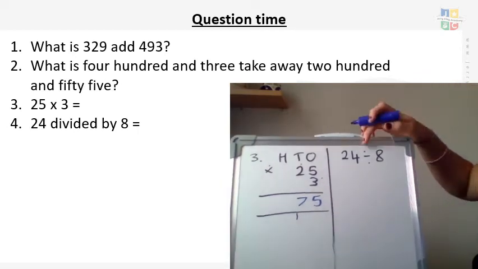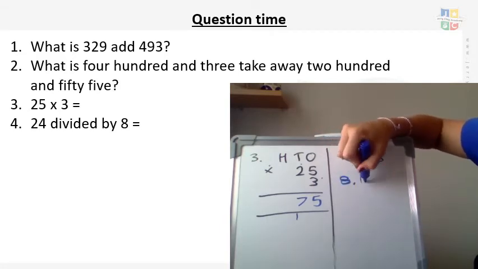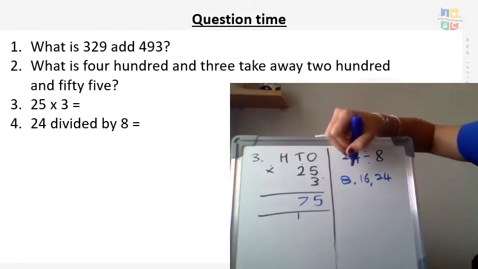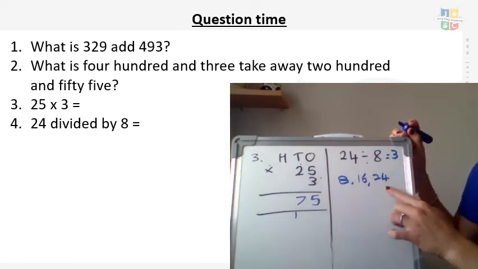Finally, for number 4, 24 divided by 8, you could have written your 8 times table, 8, 16, 24. So I know that the answer is 3 because there's 3 lots of 8.